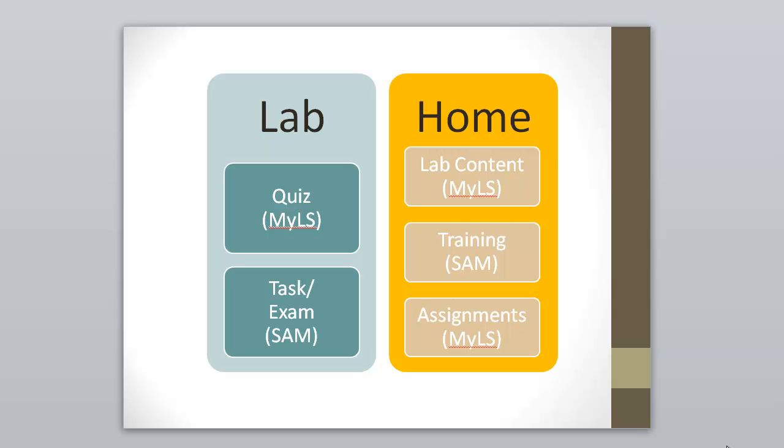We talked in lab about how there really are only two things you need to do to prepare for lab: prepare for the quiz and prepare for the task that we have in SAM in each lab. When you're at home, you were supposed to read the material in the lab content in My Learning Space. Then you'll complete the training in SAM, and next week we will also be talking more about the assignments that you'll find in the Dropbox in My Learning Space.